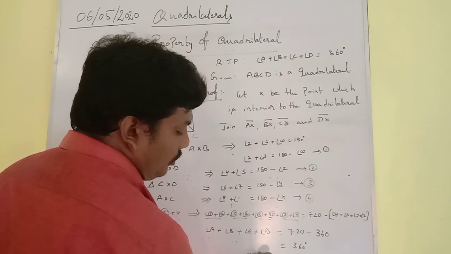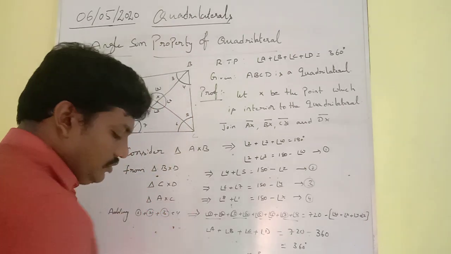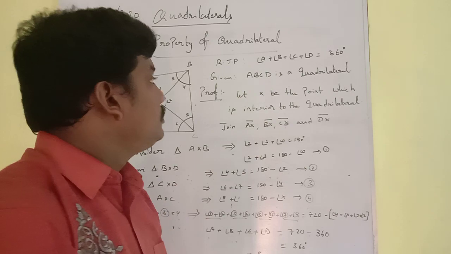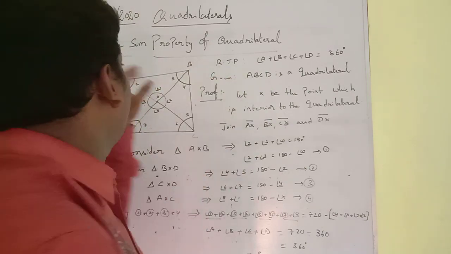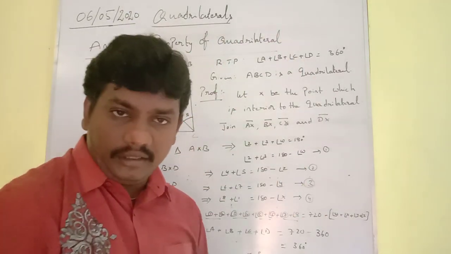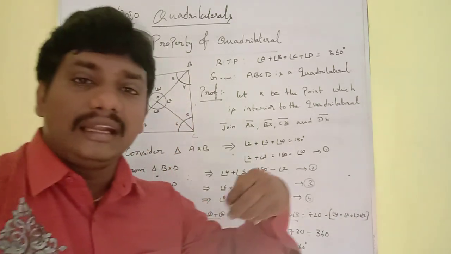Hence it is proved. So this is the theorem, or proof, of the angle sum property of a quadrilateral. Now we are going to do the next topic.